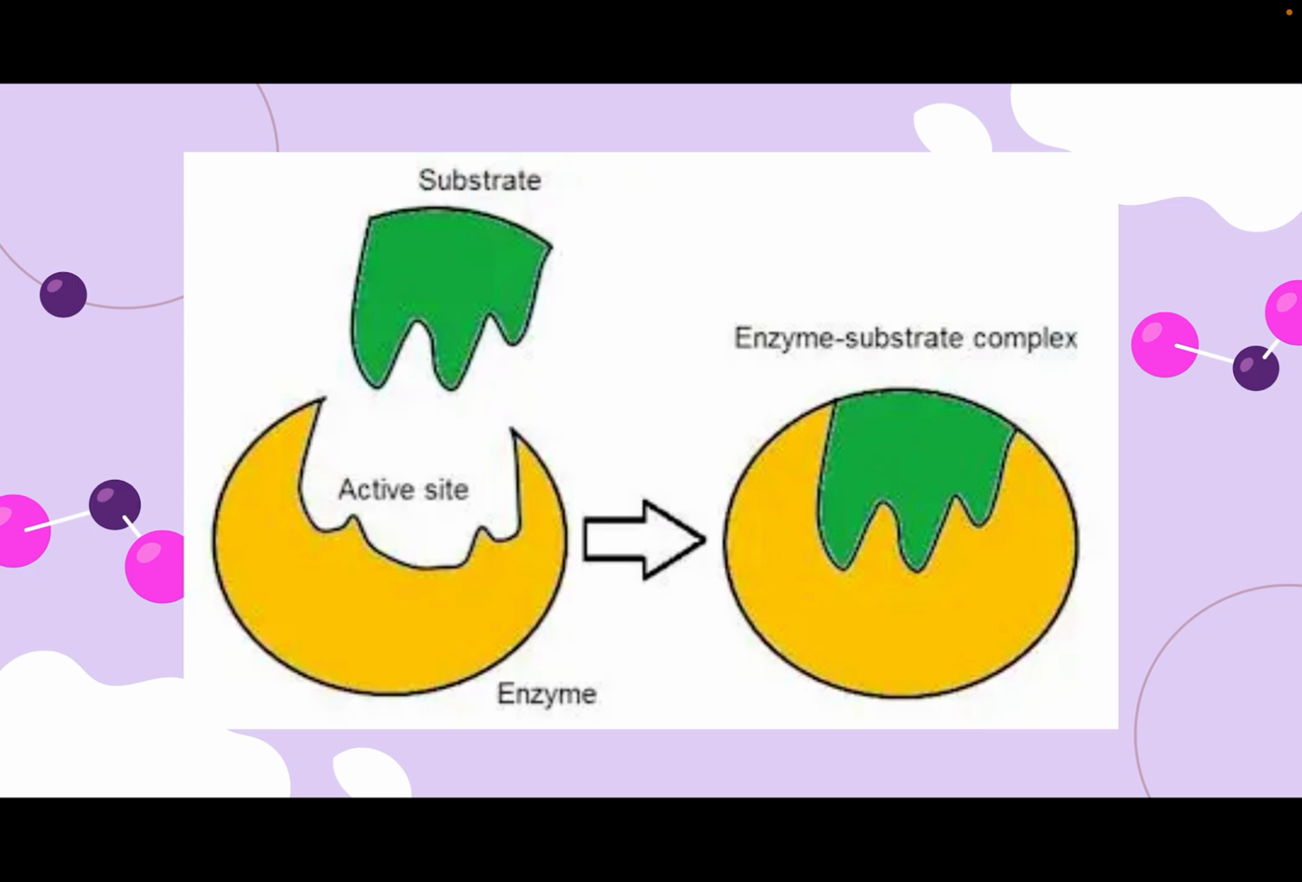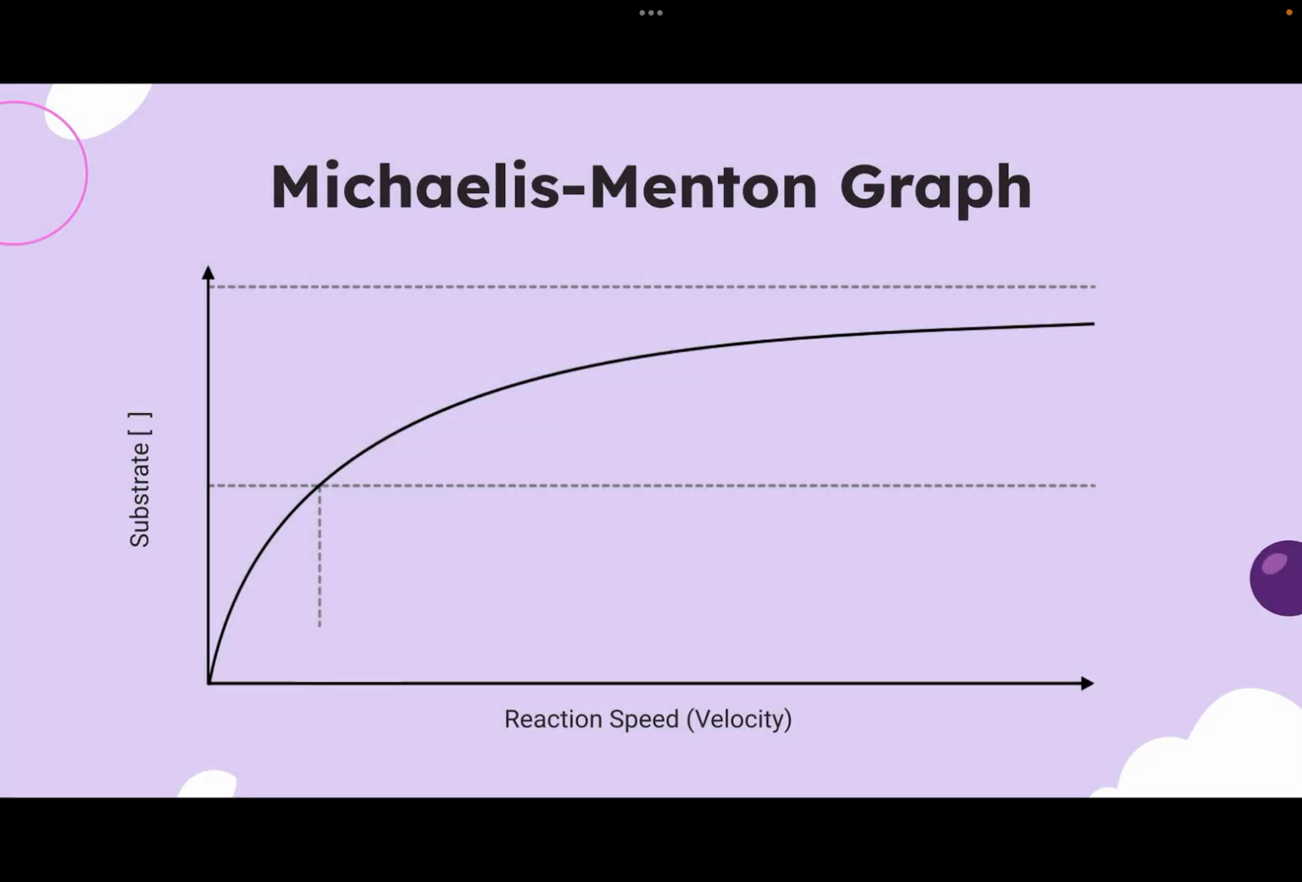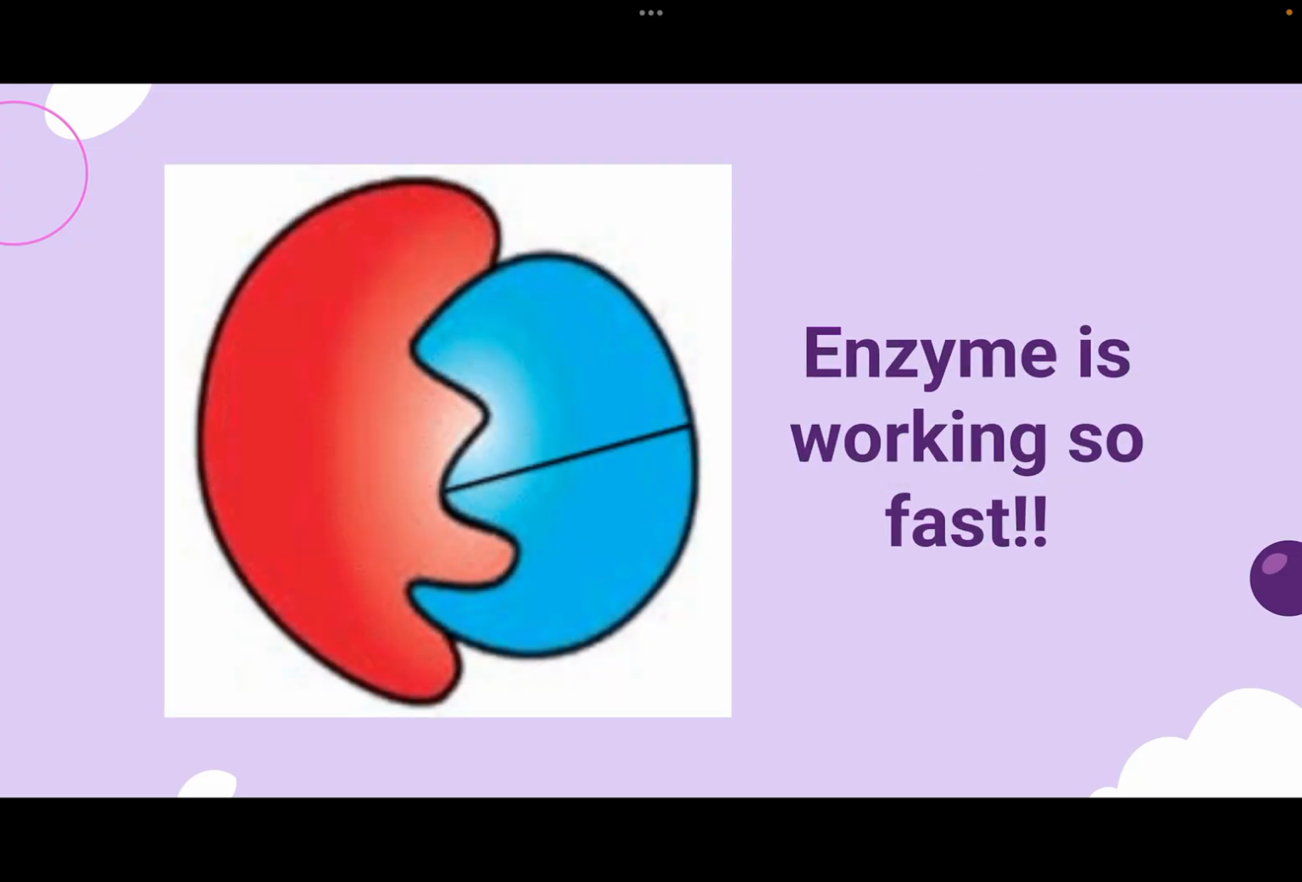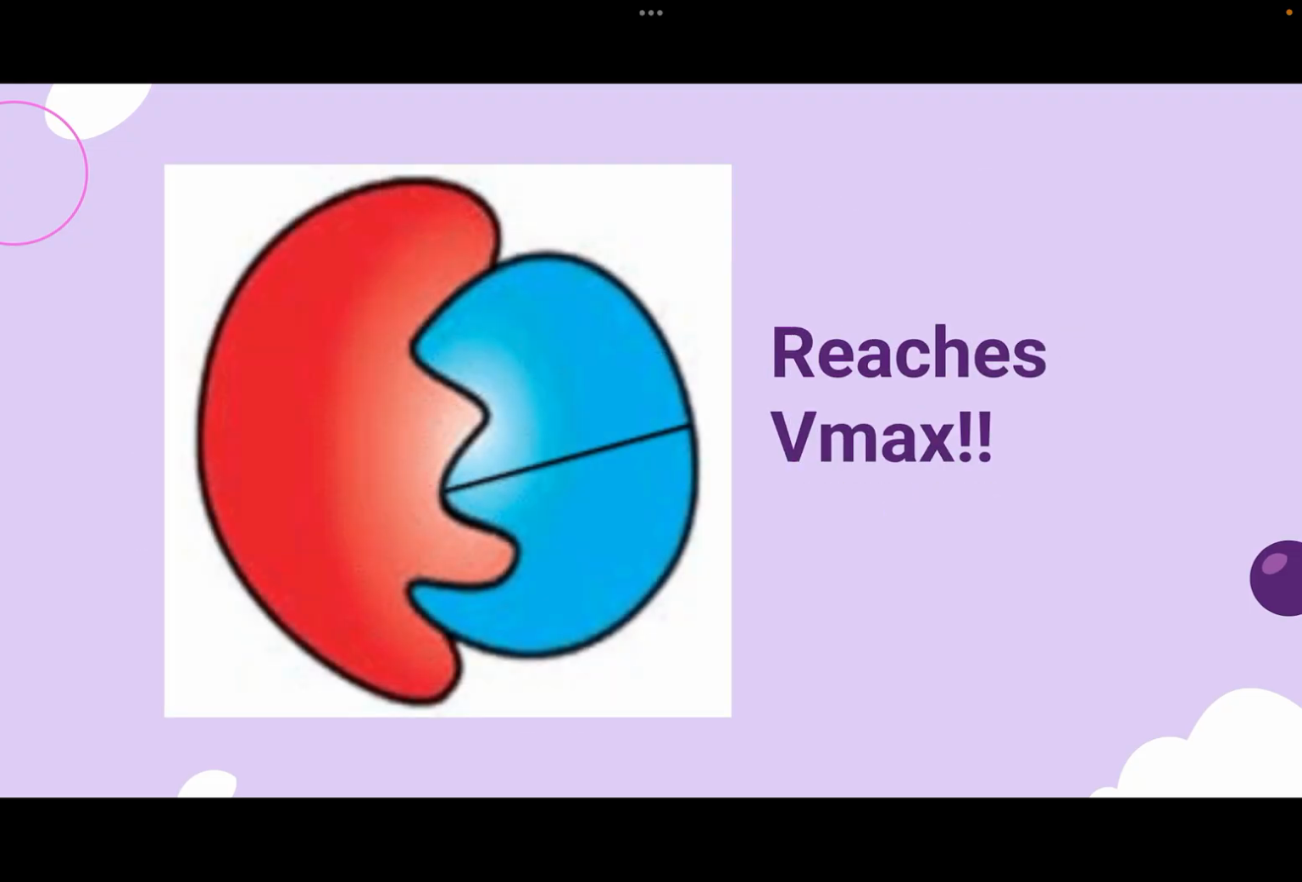So you can picture the more enzymes and substrates you have, the more binding of the two, and the quicker the reaction will happen. In a Michaelis-Menten graph, as you add more substrate, the reaction speeds up, but only to a certain point. Eventually, the enzyme is working as fast as it can. That's called the Vmax, or maximum velocity.